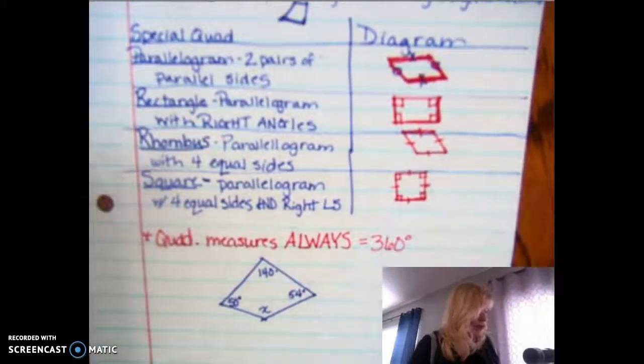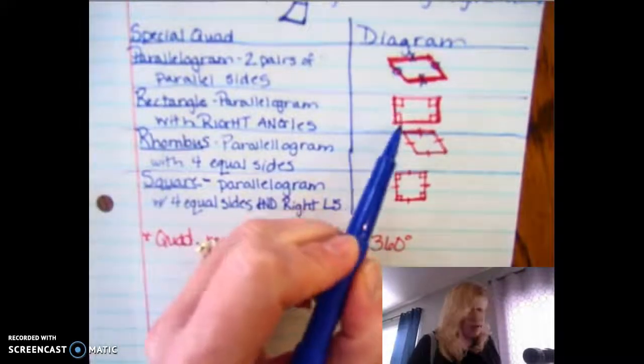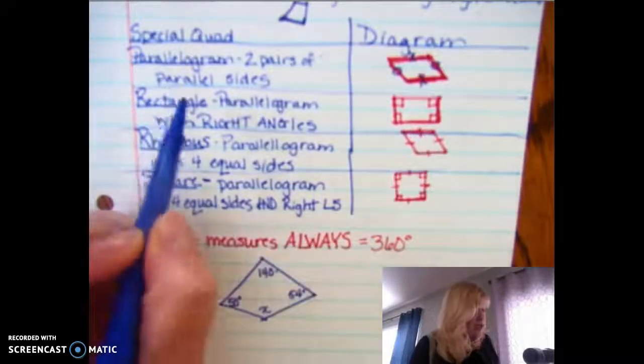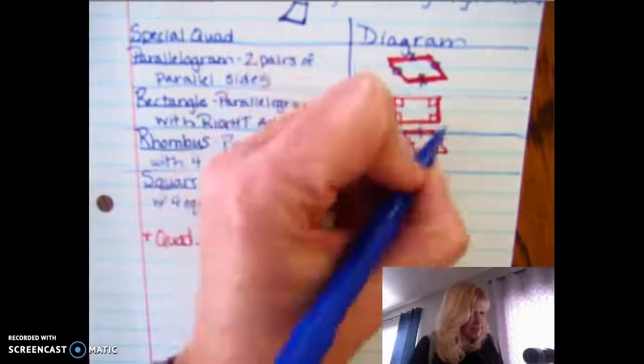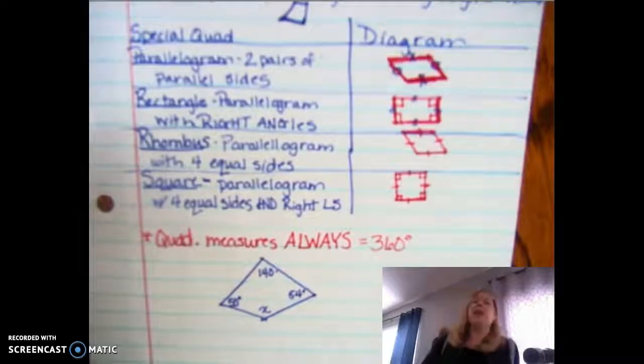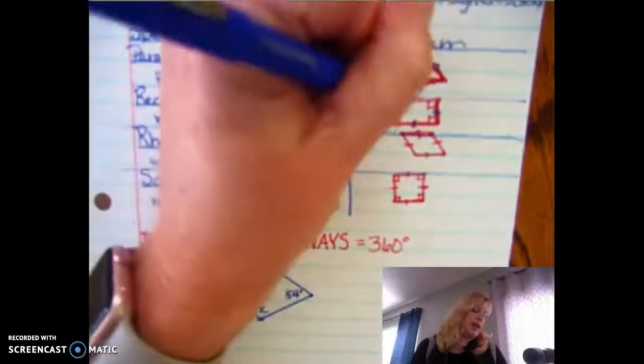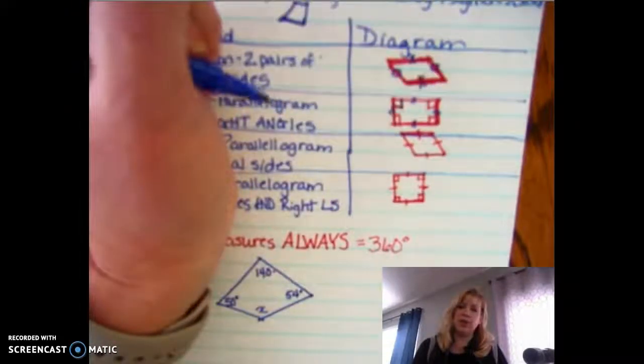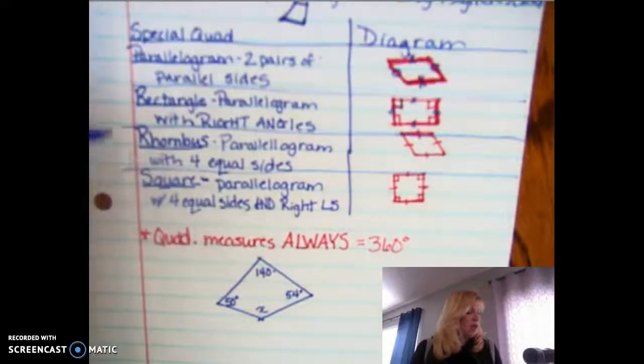Self-explanatory. Now a rectangle, if you look over here, y'all know what a rectangle is, but you also need to realize it is a parallelogram because this and this are parallel, and so is this and this. But it's a little bit more special because it also has four right angles, and that's identified with those little squares in the corner.